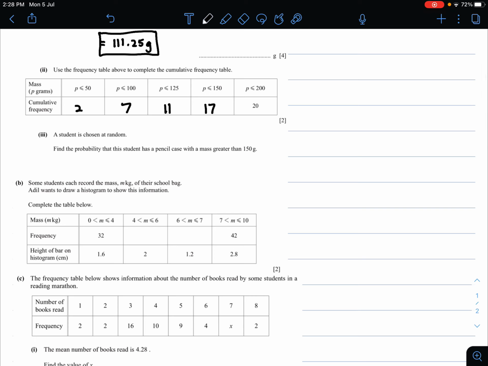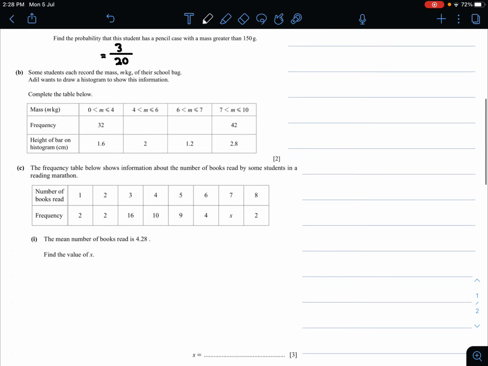A student is chosen at random. Find the probability that the student has a pencil case with a mass greater than 50. So less than 50 is 17, as we calculated right here. So greater than 50 would be the difference between 20 and 17, because 20 is the total. So that would be 3 divided by the total number of students, that is 20, leaving us with the final answer as 3 by 20. Now let's move on to part B.